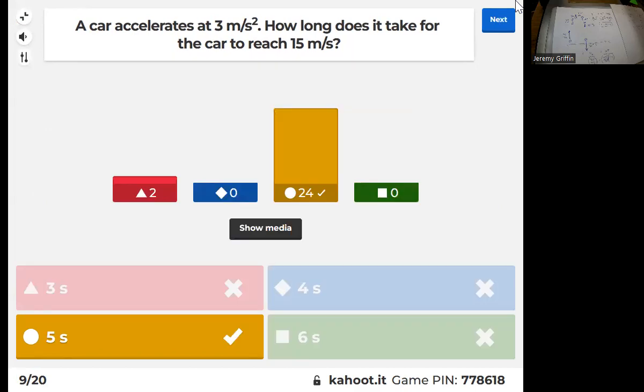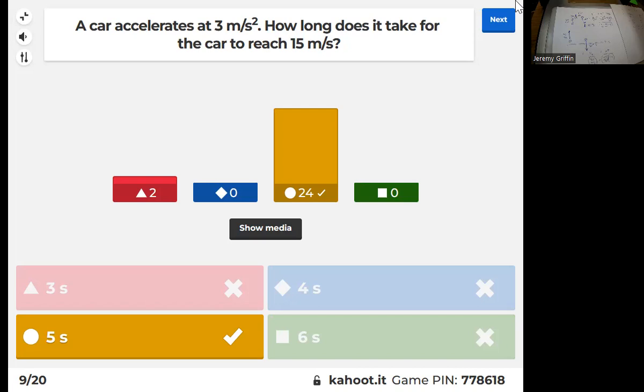There you go. 5 seconds. Almost everybody got that. Just in case you did, you guys see this green poster? Take a look at that second equation. So final velocity equals initial velocity plus at. Now, if you start from rest, which is implied in the question, so let's say v naught is 0 meters per second.